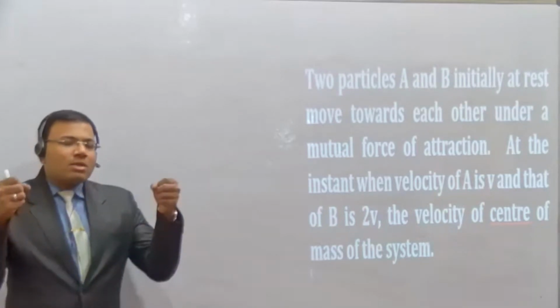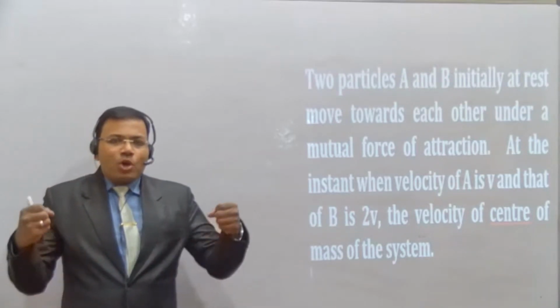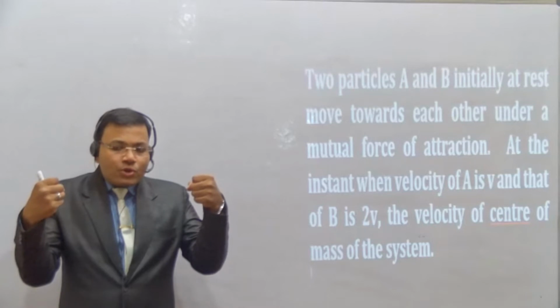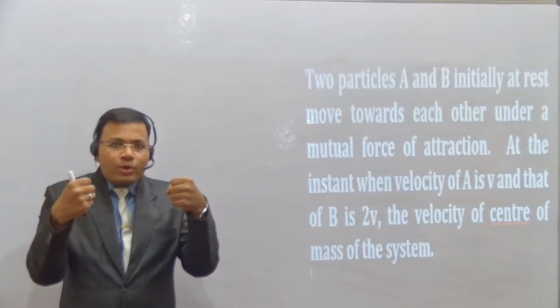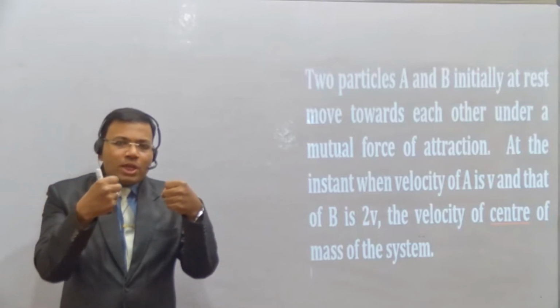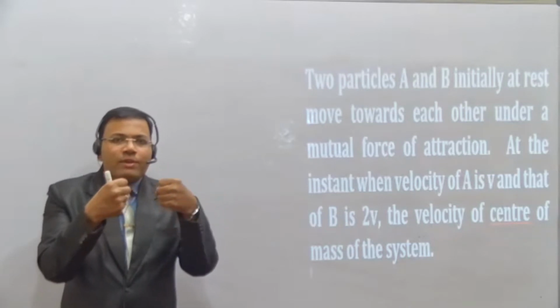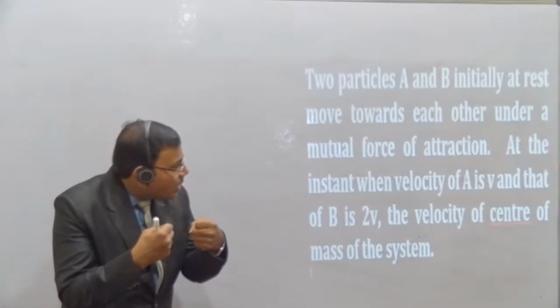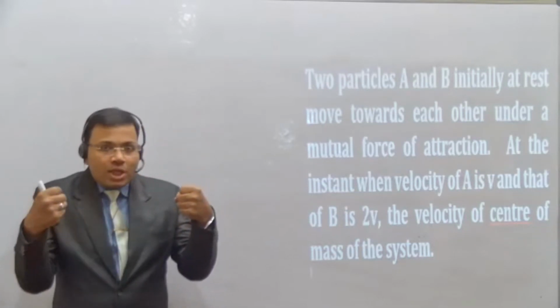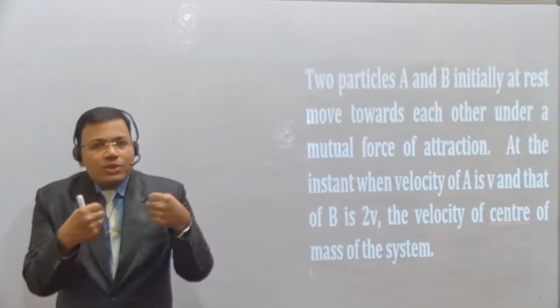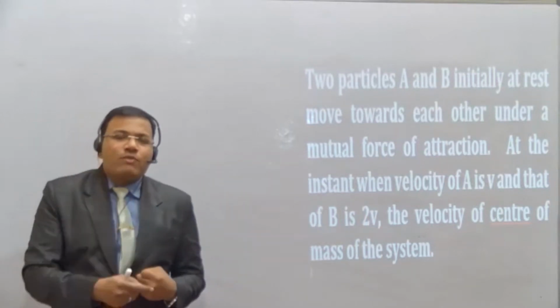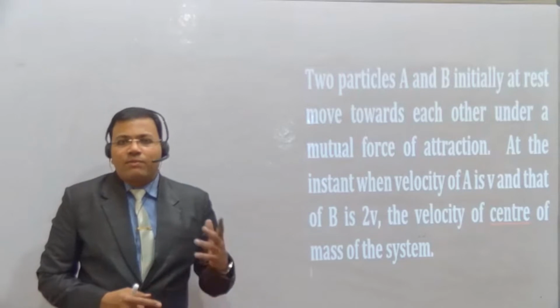पहले तो दोनों particles rest पे हैं बेटा, and because of the mutual force, दोनों के internal force की तरफ से ये दोनों आगे बढ़ना शुरू हो गए. जब ये दोनों आगे बढ़ रहे हैं तो A की velocity है v as per the question, और B की velocity 2v है. तो velocity of the center of mass कितना होगा, that we need to calculate.